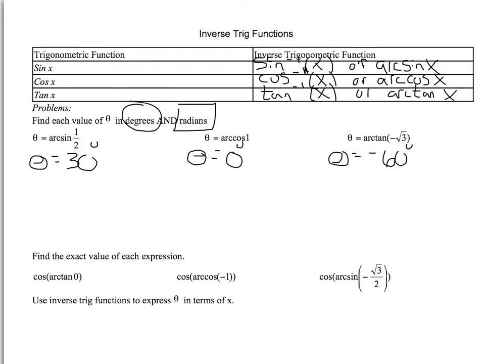Now change your calculator over to radians and do the same thing. So you hit mode and change it to radians. Arc sine 1/2 this time as a radian value is 0.5236. Arc cos of 1 is 0. And arc tan of negative radical 3 is -1.0472.